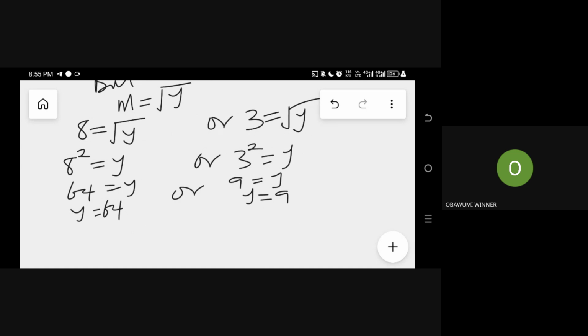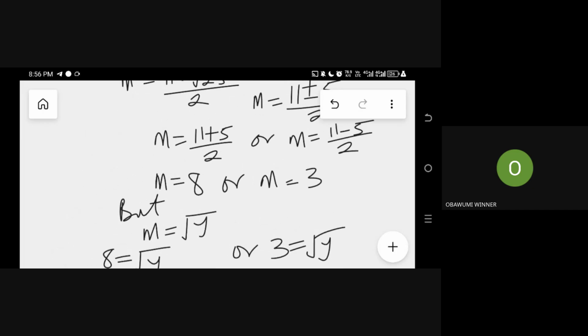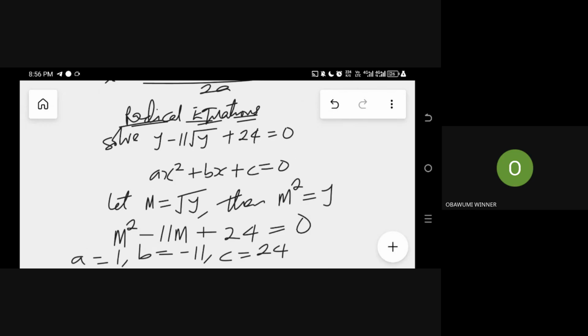There are two answers now. It's a quadratic equation. You always have two answers in a quadratic equation. It equals this or it equals that. But the m you got, m equals 8 or m equals 3, is not the answer because in the original question, what you have is y, not m. It was you who brought m in when you were trying to substitute, since it's a radical equation. So what you originally have is y in the equation.